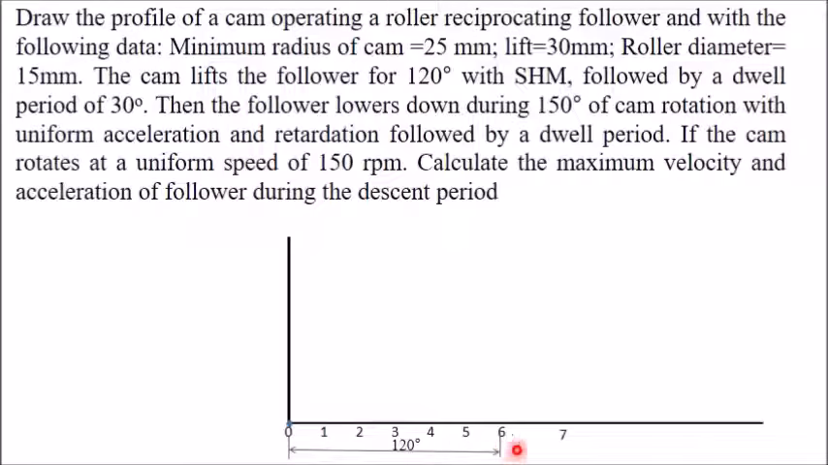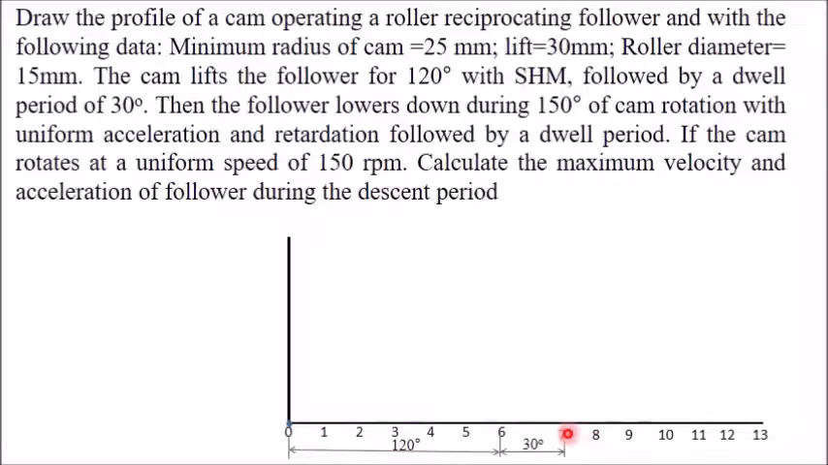Now next, after 6, you give some space. So you can give some space, 20 mm is sufficient. That 20 mm you can give, and mark that as the 30 degree dwell period. After that, again I have to divide this 150 degrees into some equal number of parts. So I am again dividing into the same 6 parts, whatever I have divided here, the same 6 parts I am taking here also.